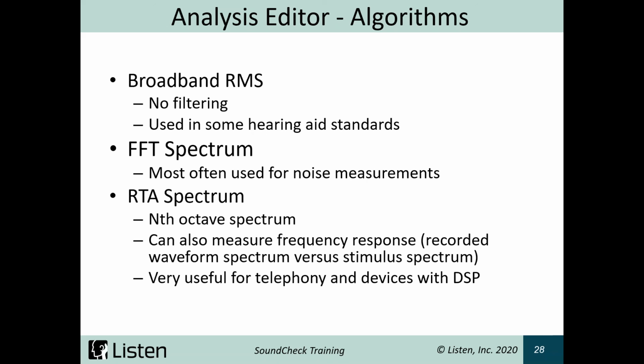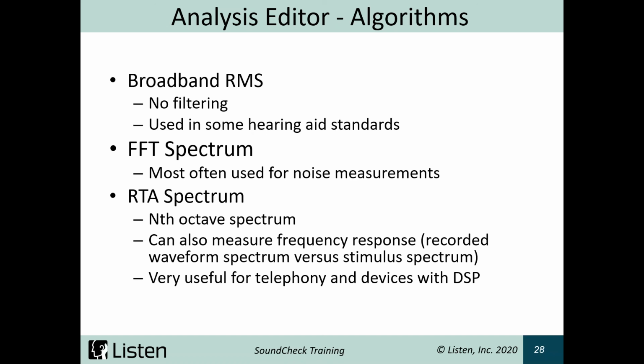FFT spectrum. Similar to the instrument FFT, we can just feed waveforms into this analysis and get back some noise measurements. Same thing for RTA. RTA, though, will give us nth octave spectrum, which you can define in the analysis step, if it's third octave, sixth octave, etc.